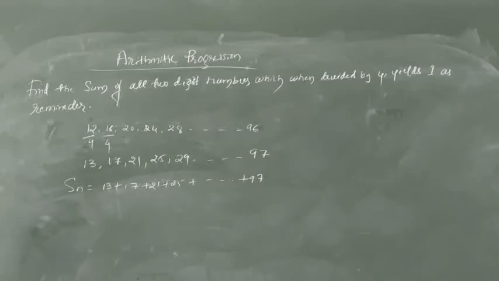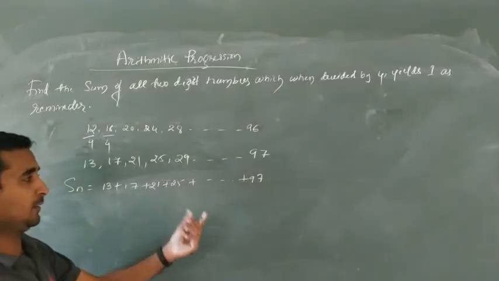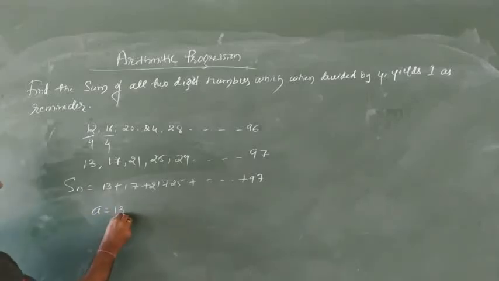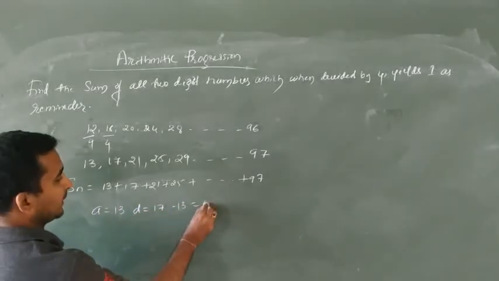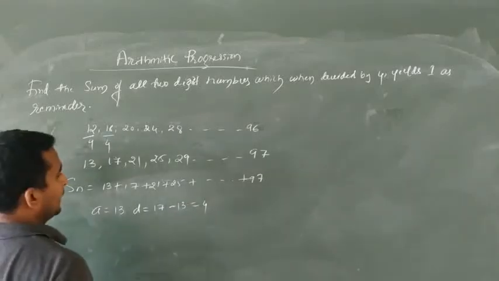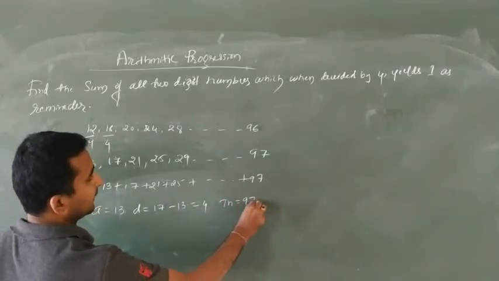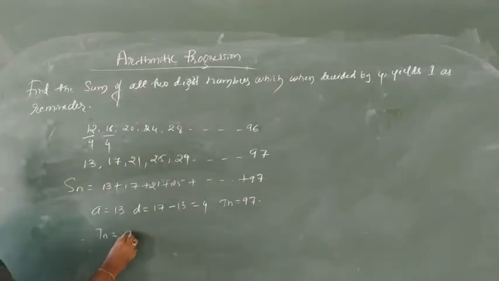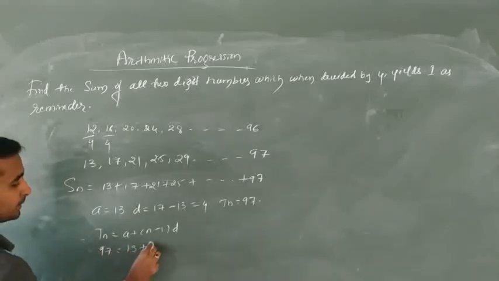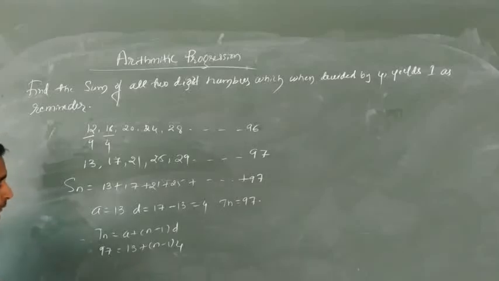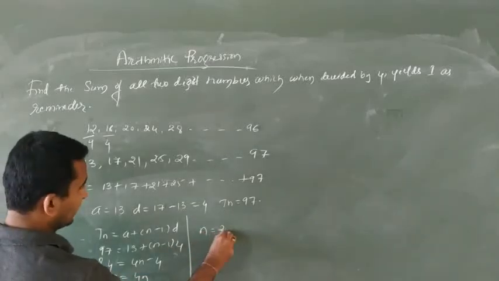So what we have to find out is how many terms we are going to add. Again, a is 13, d is 17 minus 13, that is 4. And T_n is 97, the last term. Therefore T_n is equal to a plus (n minus 1) into d. T_n is 97, a is 13, d is 4. Taking 13 to the LHS, 97 minus 13 is 84, equal to 4n minus 4. Taking 4 to the LHS, that is 88 is equal to 4n, then n is equal to 22.